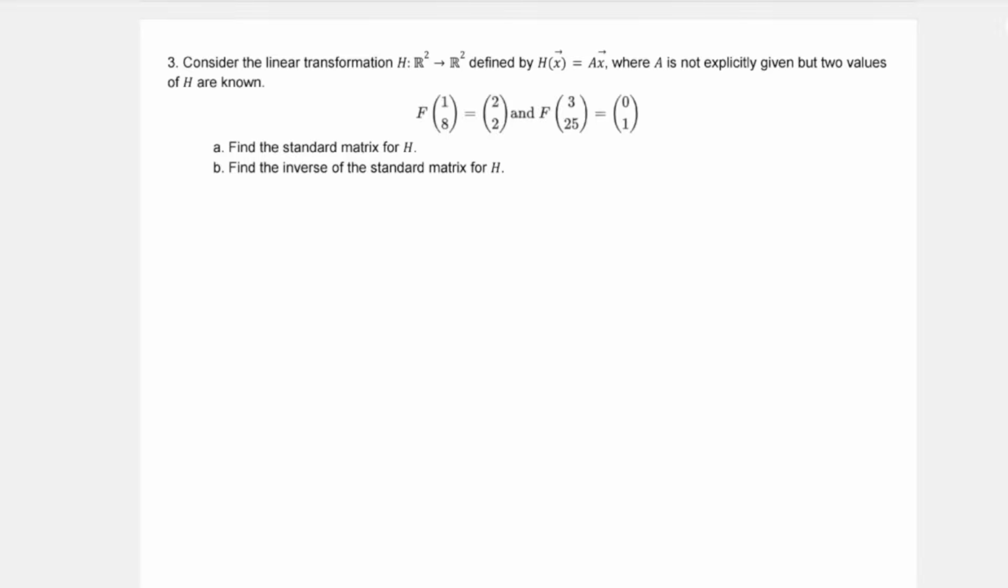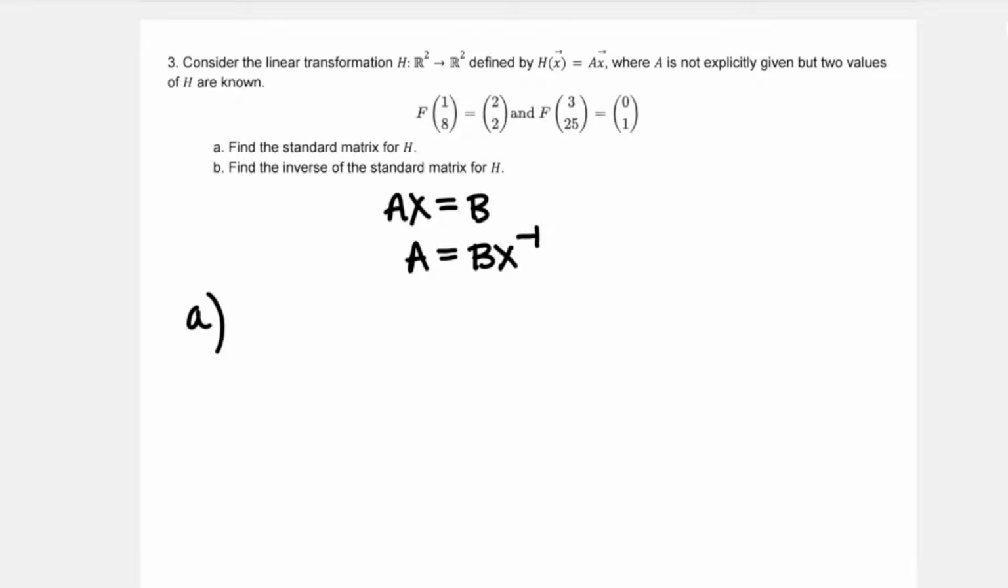Now for the next two, we're going to turn it around and not give you the standard matrix and make that the point of the problem. Let's recover the standard matrix given just a couple of pieces of data about the transform. So suppose H is the transform from R2 to R2 defined by H of x equals Ax, where A is not explicitly given, but we have these two values, f of (1, 8) equals (2, 2), and f of (3, 25) equals (0, 1). So we're going to start by finding the standard matrix for H.